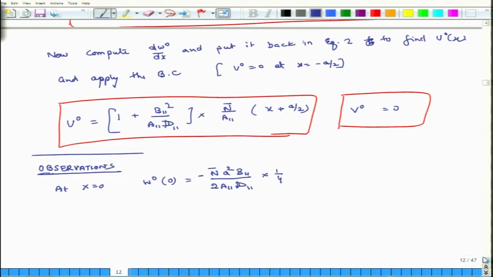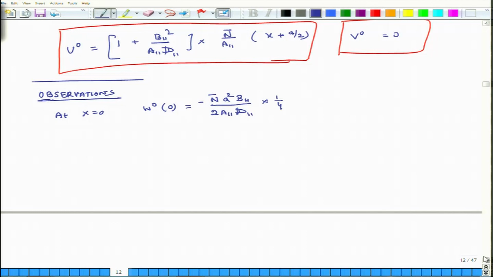So, in this case once again we see that depending on the sign of B11, w naught will be either positive or negative. So, what that means is that if B11 is greater than 0 and our original plate is like this. So, when it is greater than 0, it means what? That the 90 degrees ply are, this is 90 and this is 0, then B11 is greater than 0.